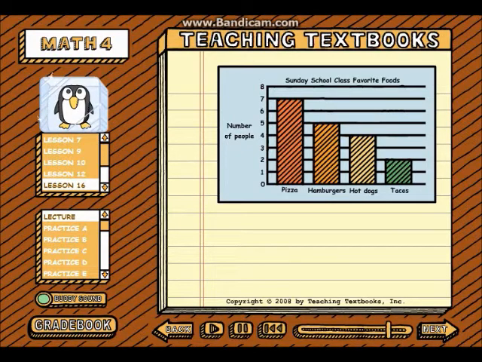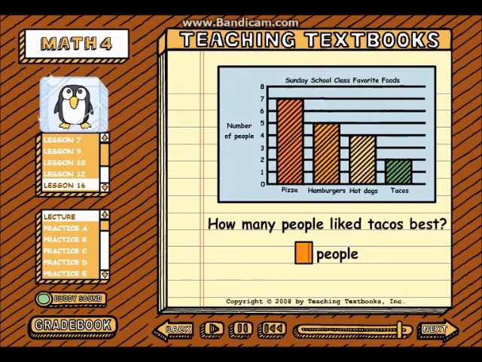To see how many people like pizza best, what you do is you go to the top of the pizza bar and then look to the left. This number 7 tells us that 7 people chose pizza as their favorite food. Now use the bar graph to tell how many people in the class like tacos best. Perfect. But that's the way a bar graph works.